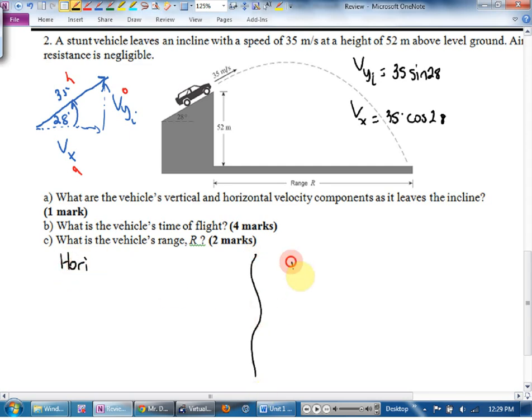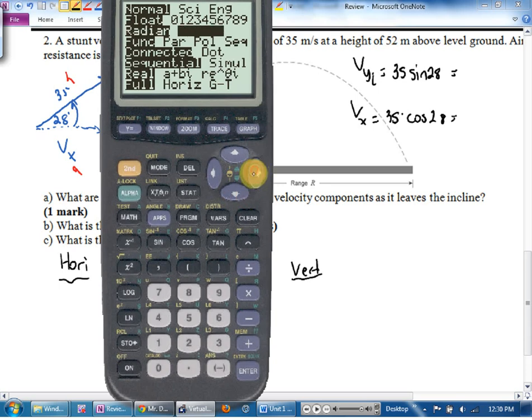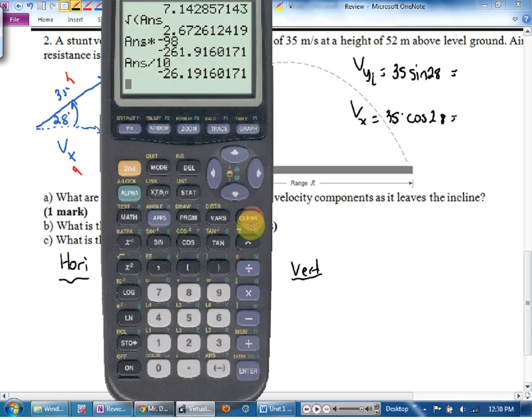What are the vehicles? I haven't crunched the numbers yet, Mr. Dueck. Yeah, thank you, Captain Obvious. Make sure I'm in degrees. I'm not. I'm in radians. Nice try. 35 sine 28 is 16.43. I would go to 2 or 3 sig figs when I wrote my answer in A, but I'm going to keep in extras because I know I'm going to be using this.